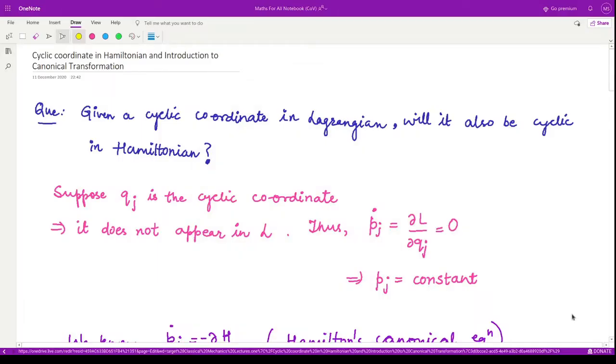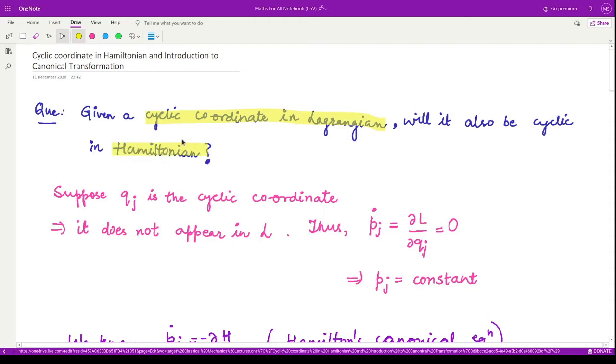Hello everyone, welcome to this video on classical mechanics. In this video, let us first answer this question: given a cyclic coordinate in the Lagrangian, will that cyclic coordinate also be cyclic in the corresponding Hamiltonian?